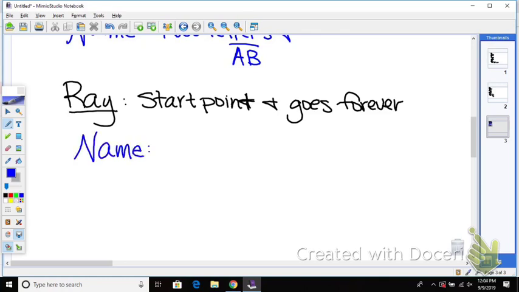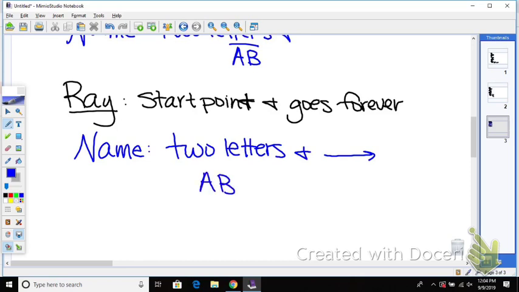Here's how you name a ray. You use 2 letters, just like we did for a segment and a line, but you also use this symbol. You don't have to do a dot. Just a dash and an arrow, meaning I start out as a segment, but I end like a line. So it would look like this: A, B, dash and an arrow.